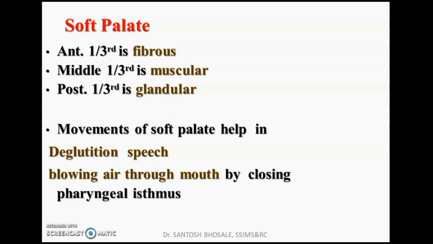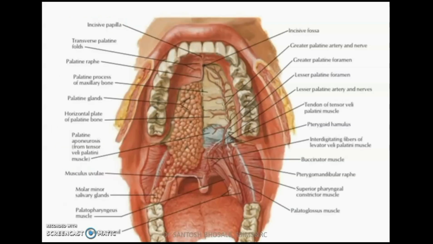And what is the function of soft palate? It is involved in deglutition, speech and blowing of air through the mouth by closing the pharyngeal isthmus. And in this picture, you'll get the glandular part, fibrous part, and muscular part. So it has a composite structure. It is a fibro-musculo-glandular structure, and you can see the mucosa covering the hard palate.